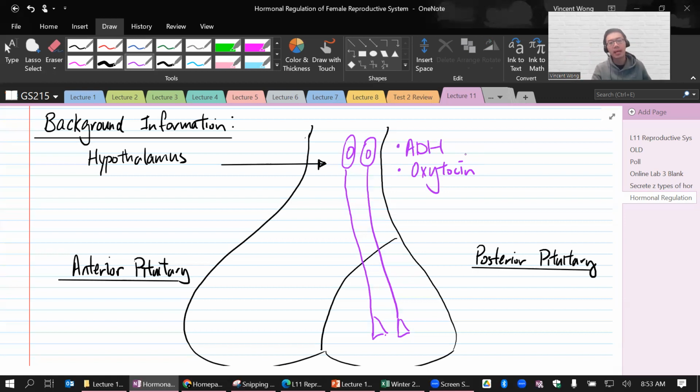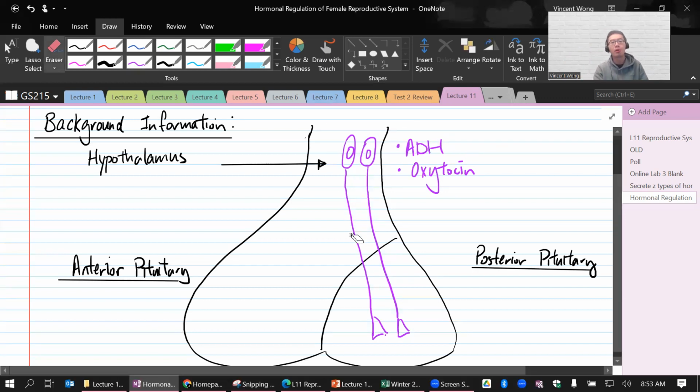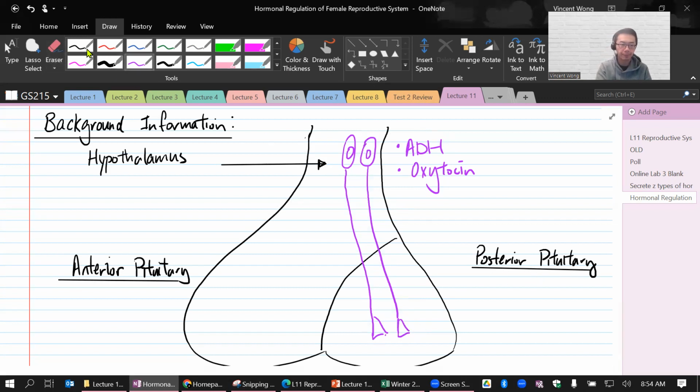So these hormones are made in the hypothalamus. They will be transported down the axon in little vesicles, which will then be stored in the posterior pituitary until they are needed. So when do you need ADH? When you are dehydrated, and that will trigger the release of ADH from the posterior pituitary. When do you need oxytocin? When you're giving birth or when you're nursing your baby. Then it's going to release the oxytocin. More on that next time. But I'm just trying to illustrate that some hormones are made in the hypothalamus and then stored and released from the posterior pituitary gland.